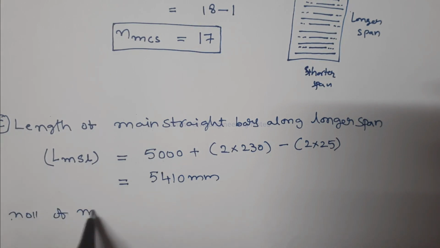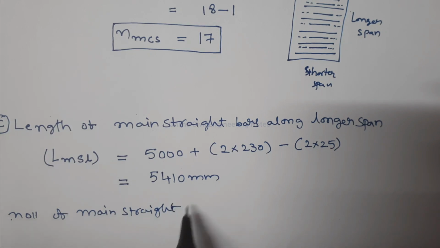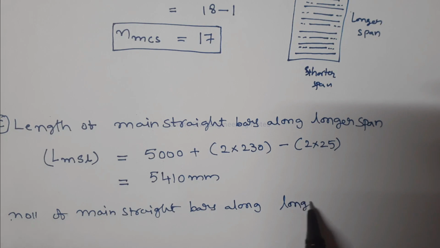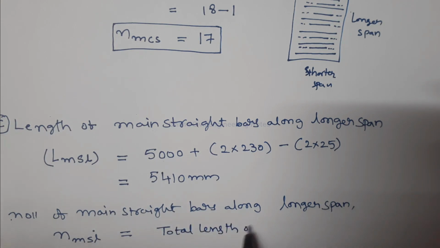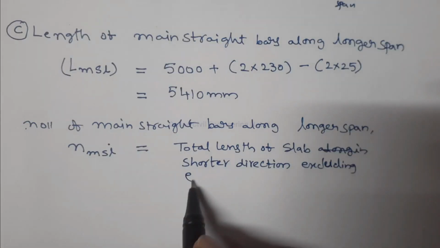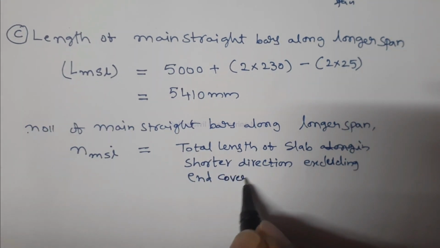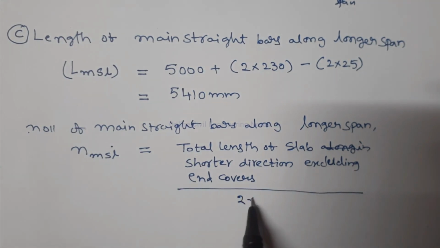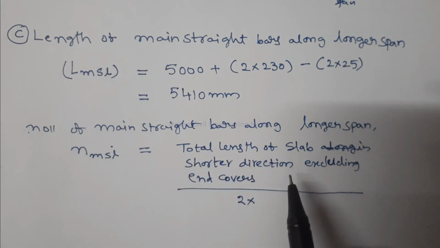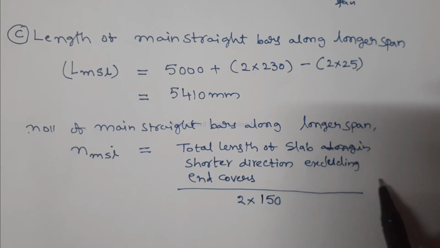Number of main straight bars along the longer span is equal to the total length of slab in the shorter direction excluding end covers, divided by 2 times the spacing of these main straight bars in the longer direction, which is 150 mm, plus 1.